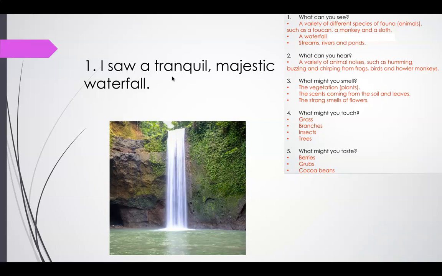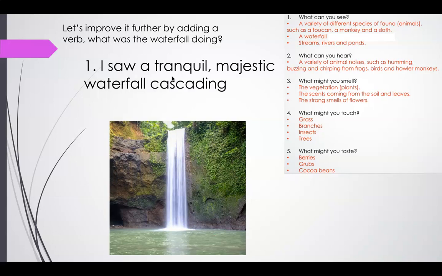We're going to make this sentence even better now. We're going to start thinking how the waterfall was moving. What was it doing? Now, do you remember that word that we use to describe in our reading sessions if something is travelling downwards, like our hair is travelling downwards, or a waterfall is travelling downwards? What is that verb? What's that doing word? Begins with a C. Cascading. If something is cascading, it means that it's travelling downwards. So I saw a tranquil, majestic waterfall cascading.